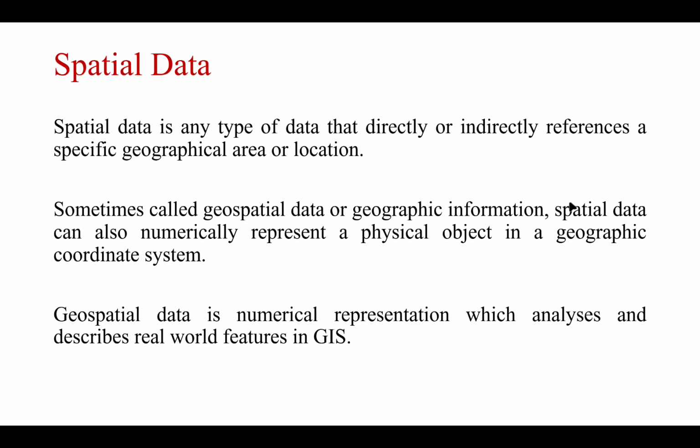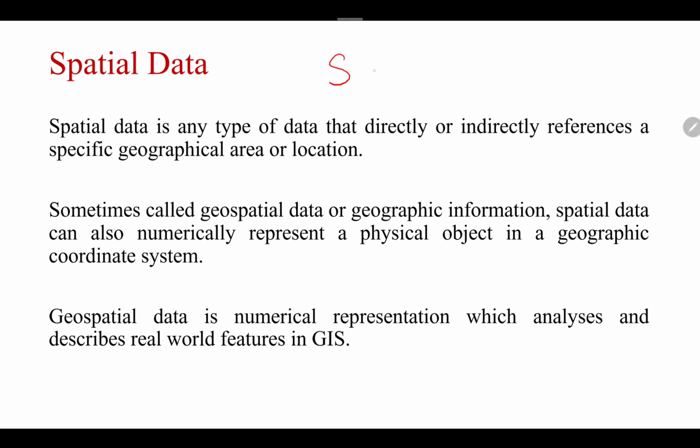Spatial data is any type of data that directly or indirectly refers or references a specific geographical area or location. So the word spatial comes from space. What exactly is there on that part or that place on the surface of the earth? It is also called geospatial data sometimes, or geographic information. Spatial data can also numerically represent a physical object in a geographical coordinate system. Basically, it can tell you what exactly is there on the surface of the earth. That is what spatial data means.